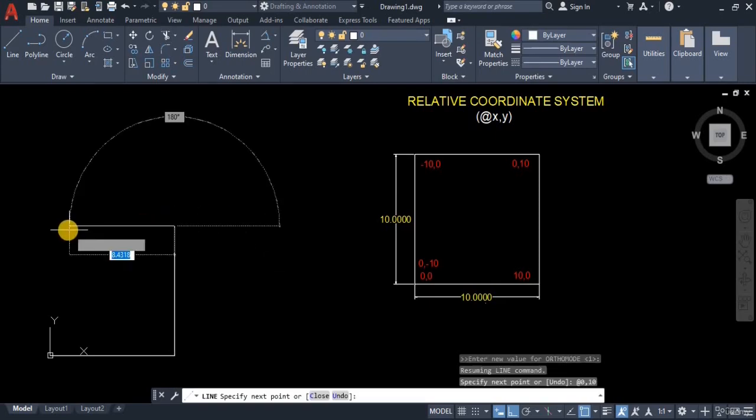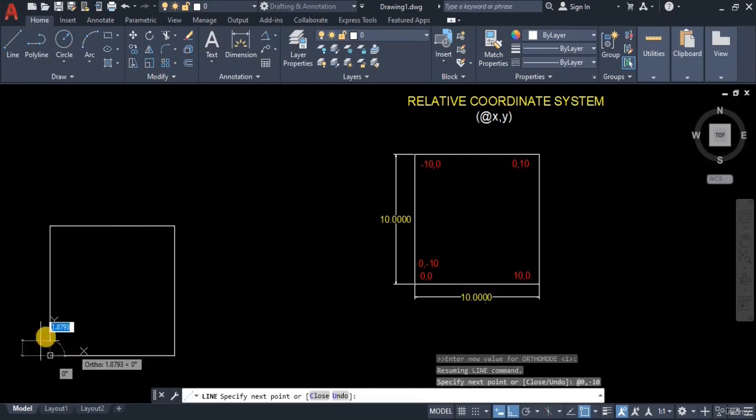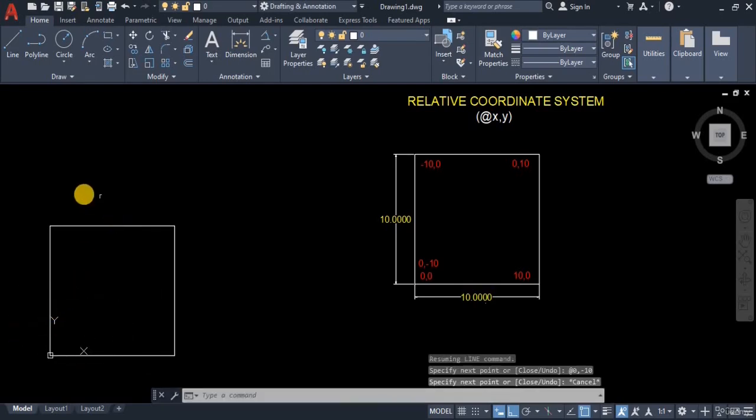Okay, then for the next coordinate, this is going to be negative 10, 0. So first of all, you type @, then after typing @, you type 0, then negative 10. This is going to stop at the origin. So as you can see, this closes the rectangle. Then you press escape. So this is how to use the relative coordinate system to draw a rectangle.